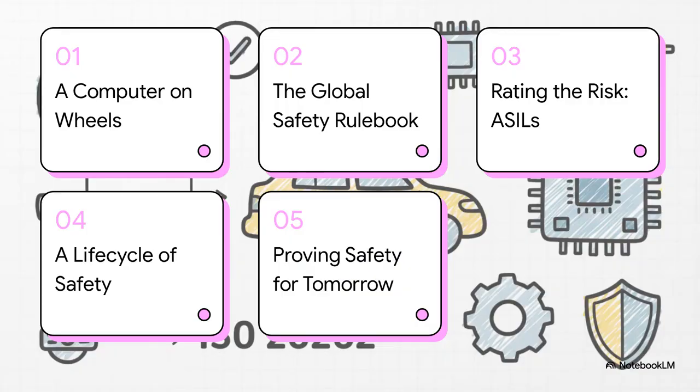All right, so here's our game plan for today. We're going to start with why we even need something like this. Think of your car as a computer on wheels. Then we'll get into the global safety rulebook itself. We'll break down how it rates risk with something called ASILs, look at the entire life cycle of safety, and then wrap up by looking at what this all means for the future.